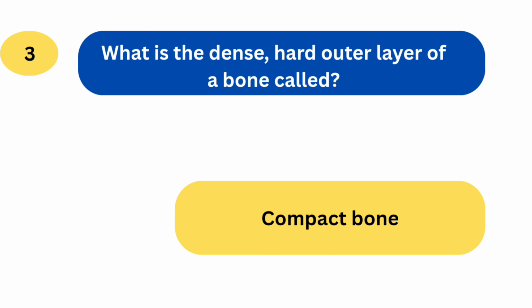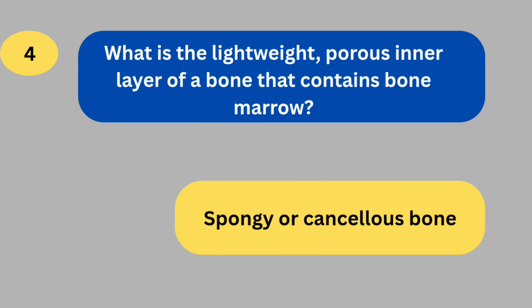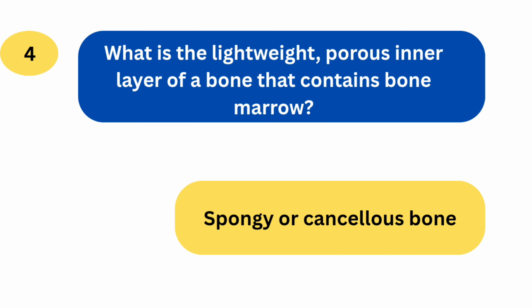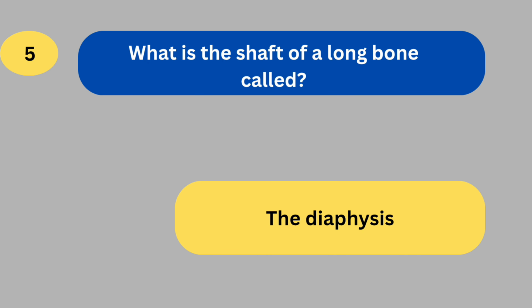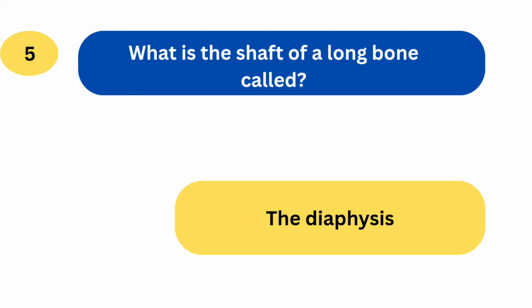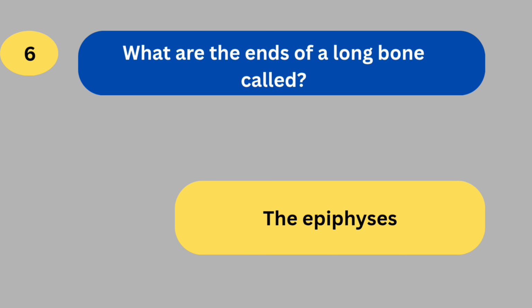Answer. Compact bone. Next question. What is the lightweight, porous inner layer of a bone that contains bone marrow? Answer. Spongy or cancellous bone. Next question. What is the shaft of a long bone called? Answer. The diaphysis. Next question.